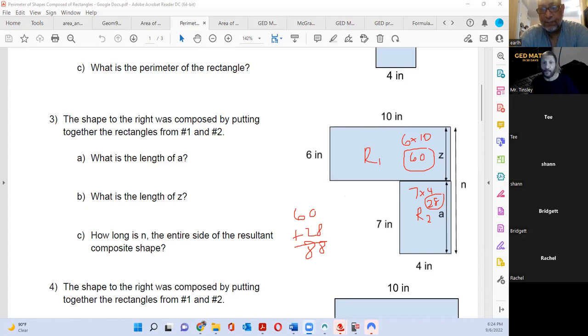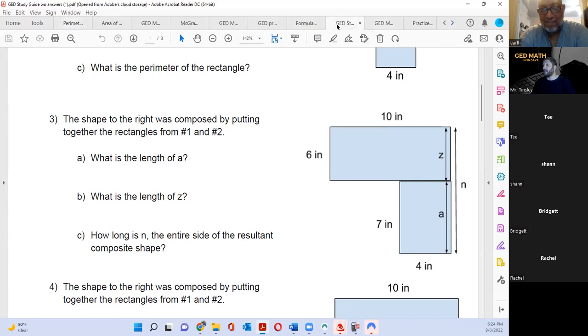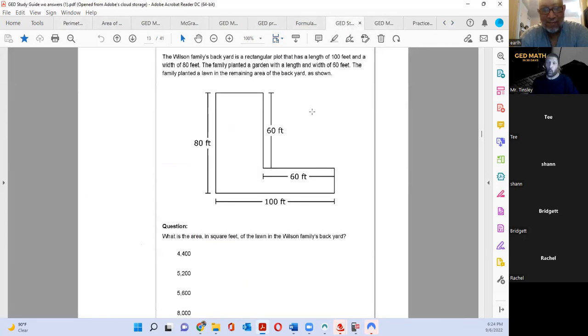It's just you got to break things down into smaller chunks. Of course, the GED is not going to give it to you that simple. They're going to give you a whole word problem. The Wilson family's backyard is a rectangular plot that has a length of 100 feet and a width of 80 feet. The family planted a garden, the length and width of 60 feet. The family planted a lawn in the remaining area of the backyard as shown. What is the area in square feet of the lawn in the Wilson's backyard?